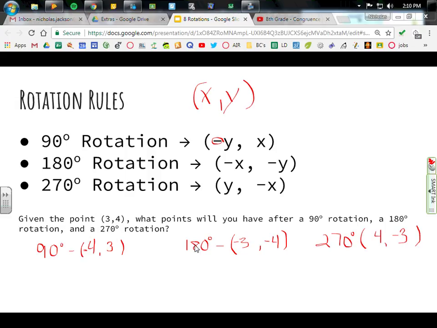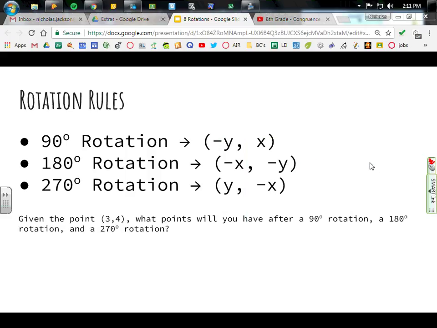All right, and you would still plot those according to x and y, though. So even though you flip-flopped your x and your y here, you're still going to move to the left 4 spaces first and then up 3 spaces for this point. All right.